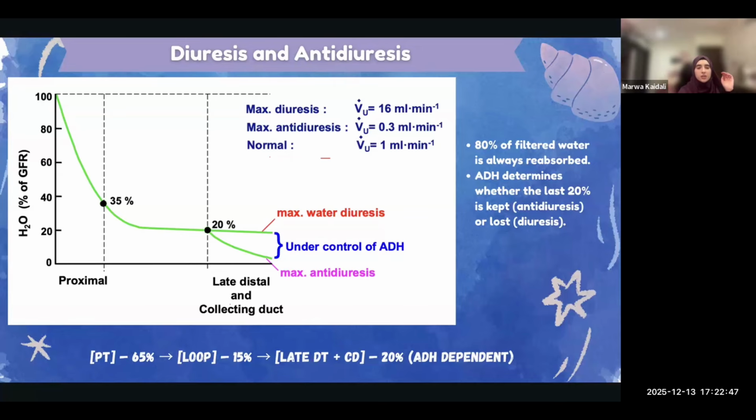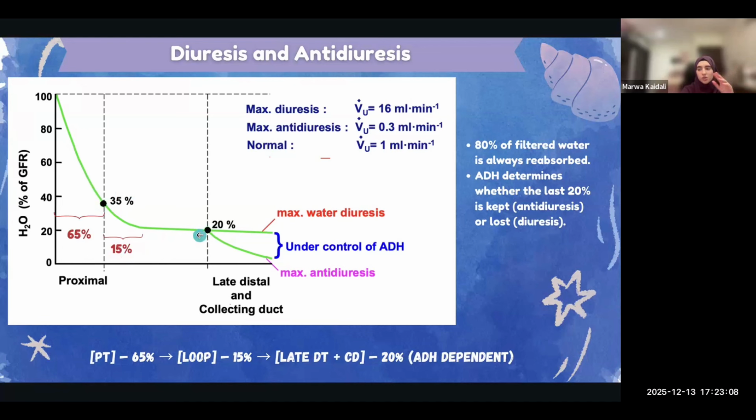Exactly, good job. So we have the proximal tubule and we have the descending limb, okay? Now the proximal tubule reabsorbed about 65% of the total water. So that gave us the remaining 35%, okay? And of that 35%, we had 15% more that was being reabsorbed in the descending loop, okay? So basically what I want you to know here is that we're left with 20%.